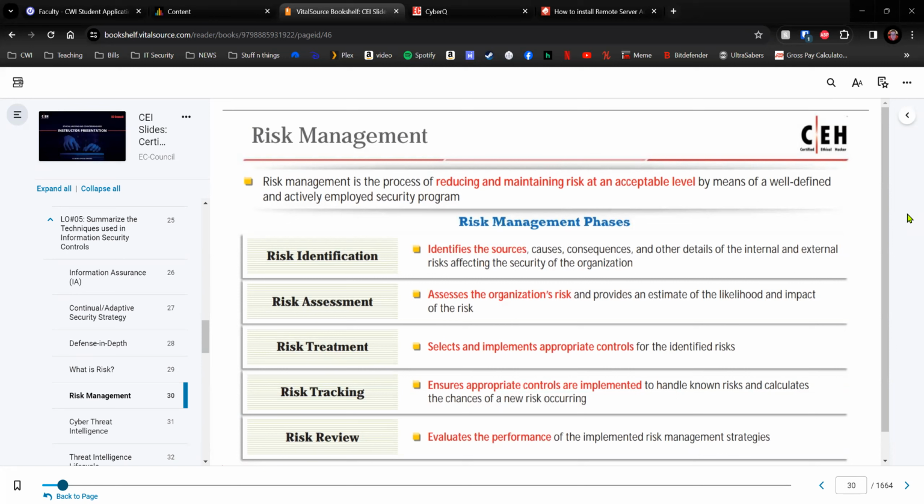Risk identification, identify the source, causes, consequences, and other details of the internal and external risks affecting the security of the organization. Risk assessment assesses the organization's risk and provides an estimate of the likelihood or impact of the risk. Risk treatment selects and implements appropriate controls for the identified risk. Risk tracking ensures appropriate controls are implemented to handle known risks and calculates the chances of a new risk occurring. Risk review evaluates the performance of the implemented risk management strategies.